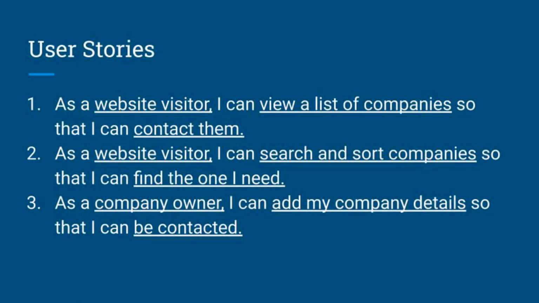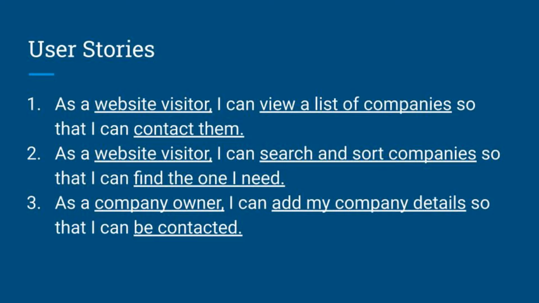Firstly, I start away from Bubble and I start to write down the user stories for the app. User stories is a process used to capture the description of a software feature from the end user's perspective. Basically, for each type of user, you write down what you'd like them to be able to do and why. So for this app, I have two user types, website visitors and company owners.